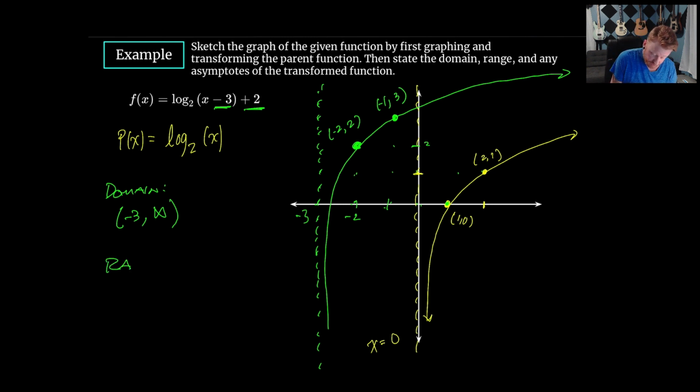And then the range, which was -infinity to positive infinity, is still -infinity to positive infinity. If things just got shifted up, we're still just hitting all of the values here. So the range does not change, but the domain does. So there we have it. Oh, and I need to label my new vertical asymptote there. So there we go. We've got the new graph, and we've got the domain and range.